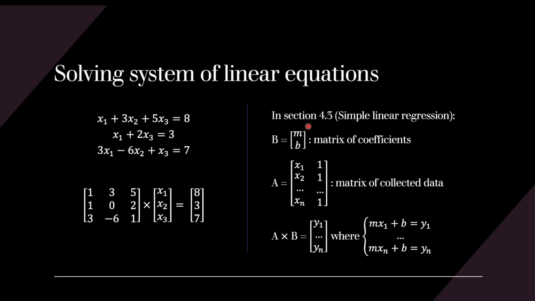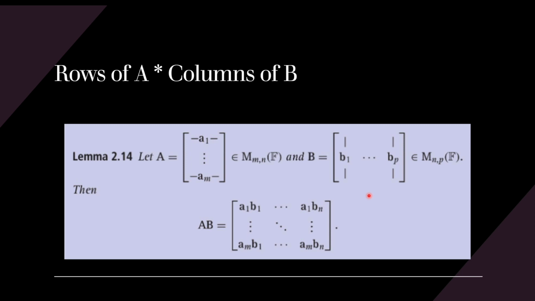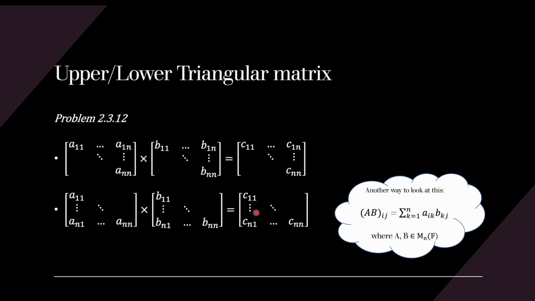This is the idea behind section 3.4, for if we have equations with a bunch of x values and y values, we can find the line of best fit that goes through those data by viewing each equation as a row of A times B and solving for B. The last way to do matrix multiplication that the book shows us is to multiply the rows of A with the columns of B. Each operation will give us an entry of AB.